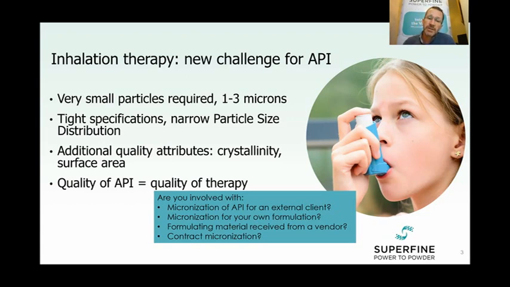You will see additional quality attributes: crystallinity, surface area, maybe in microscope pictures, a certain morphology, and so on. We will see later where it comes from, and why these aspects are included inside the specifications. What you need to remember is that in those forms, the quality of the API is the quality of the therapy. In these inhalers, you have probably something like API and maybe lactose, and that's it. So the API you provide to the formulator is the quality of his product.